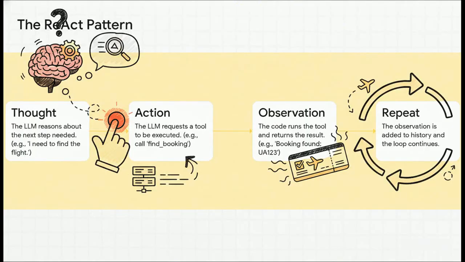Most agents operate on a pattern called REACT, which just stands for reason and act. You can think of it like the agent's internal monologue. First, the brain has a thought, Okay, I need to find the user's current flight first. This thought leads to an action. It outputs a request to call the find_booking tool. Your code then executes that tool and gets back an observation. Booking found, flight UA123. And that observation is then added to the history and fed right back into the loop as context for the very next thought. It's this step-by-step process of discovery.